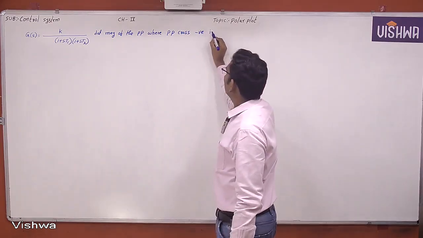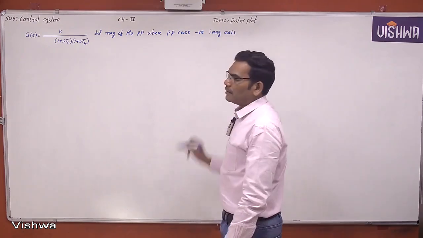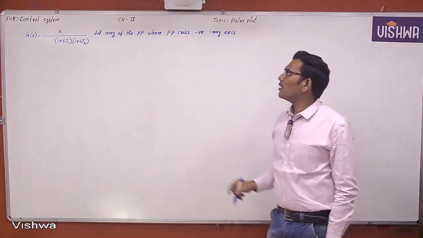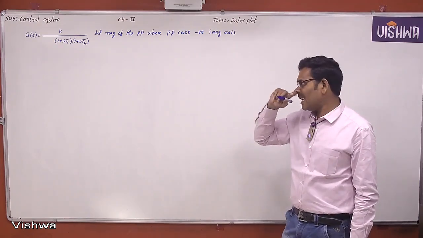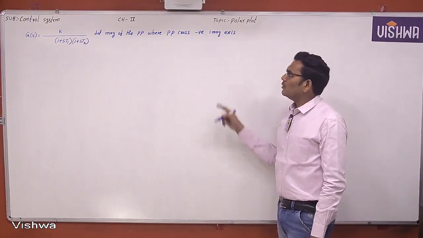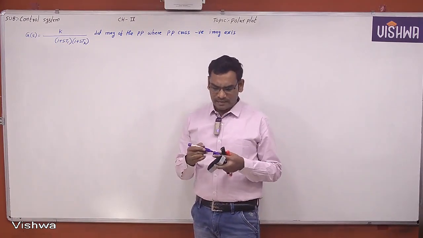the negative imaginary axis. This is the question. Determine the magnitude of the polar plot where the polar plot crosses the negative imaginary axis. Then how is it possible? It is possible when the plot is really crossing the negative imaginary axis.